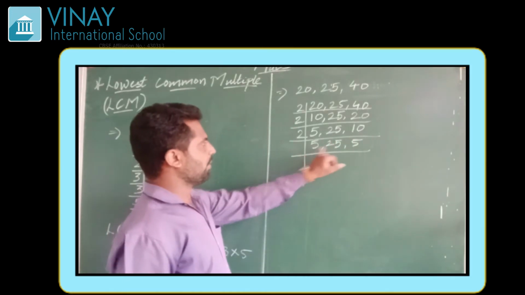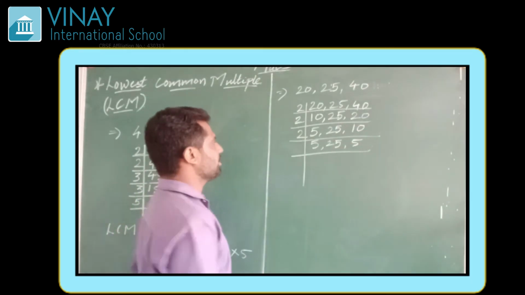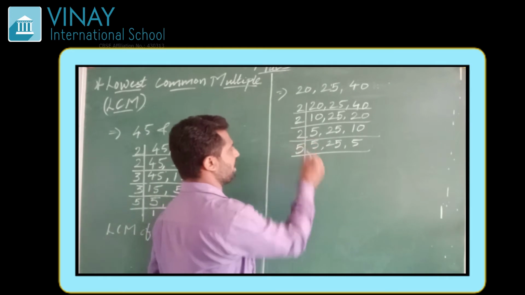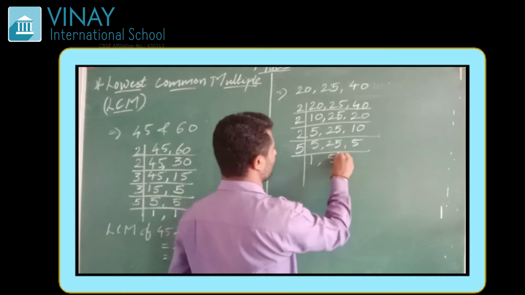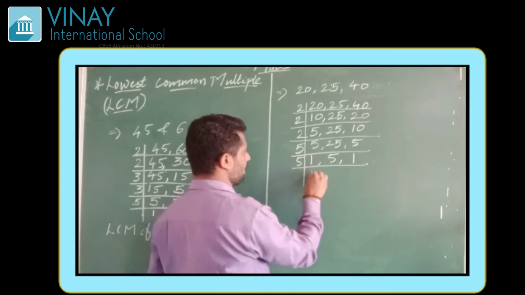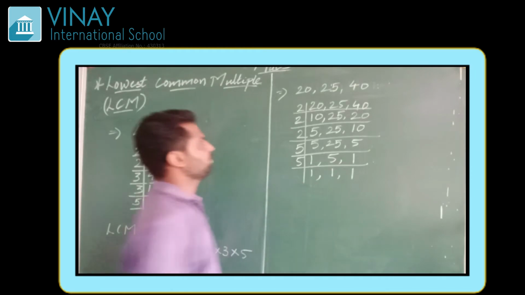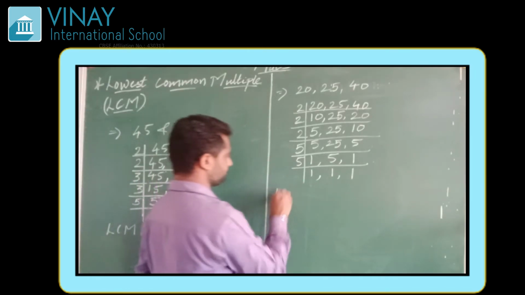Now, among these numbers, no one is divisible by 3, and so we will directly move toward 5. 5 1s are 5, 5 5s are 5, and 5 1s are 5. 5 is there, so the remaining are 1, 1, 1.